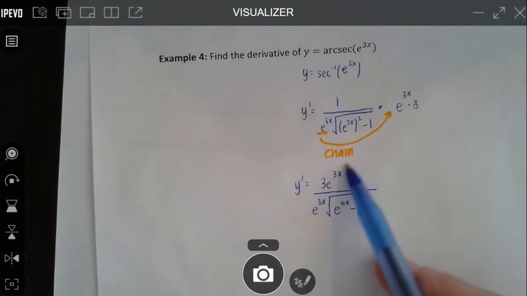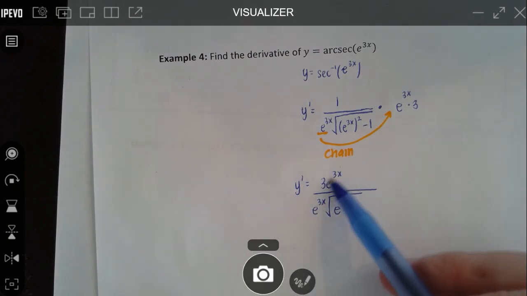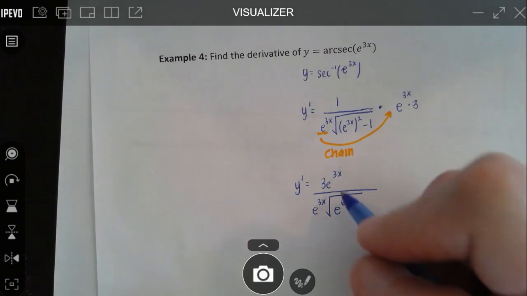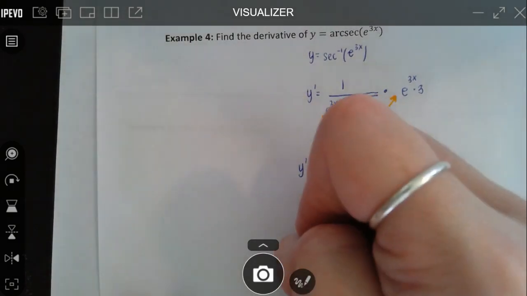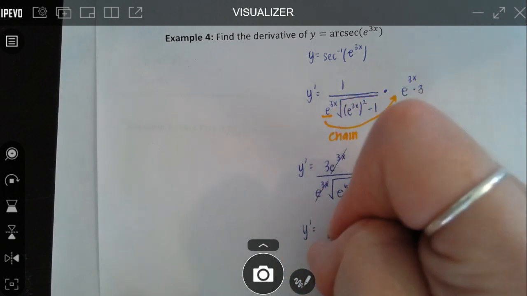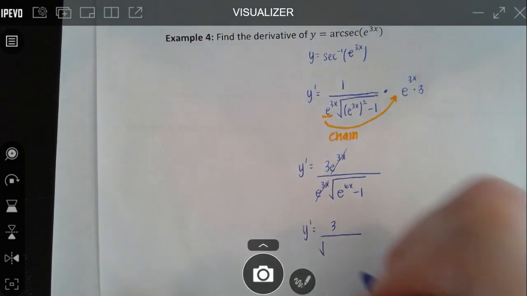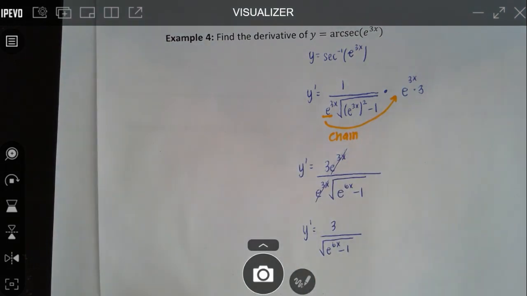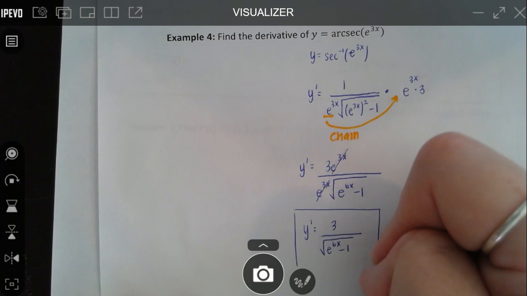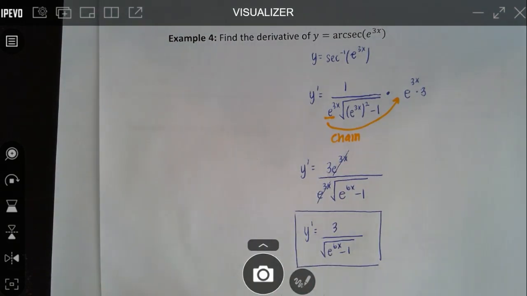And then I'm noticing that both of these are outside of the root. So these are really like terms here that I can, if possible, get rid of because I have an e to the 3x in the top here. I have an e to the 3x in the bottom here. So my final simplified derivative is actually just going to be 3 over the square root of e to the 6x and then minus 1. And that is my final derivative.